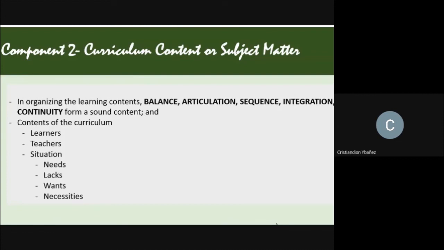Next is sequence. So what is sequence? Sequence is the logical arrangement of the subject matter. Just like English 1, you should take English 1 prior to English 2. After English 2, you should take English 3. So there is a chronological sequence of the subjects that must be followed following its level of difficulty.